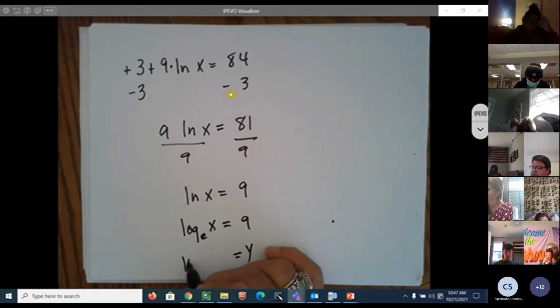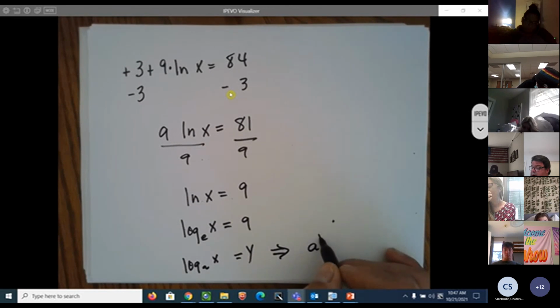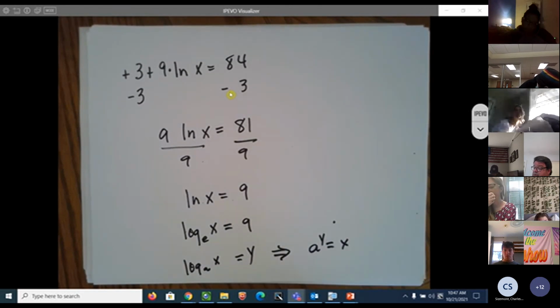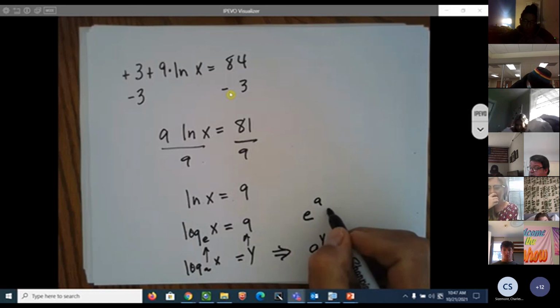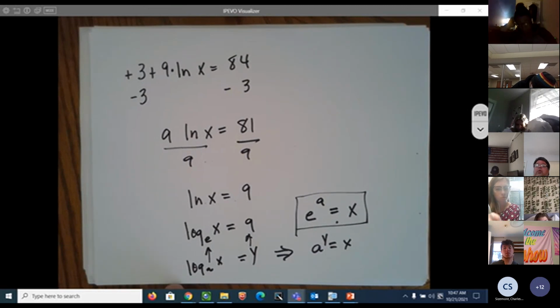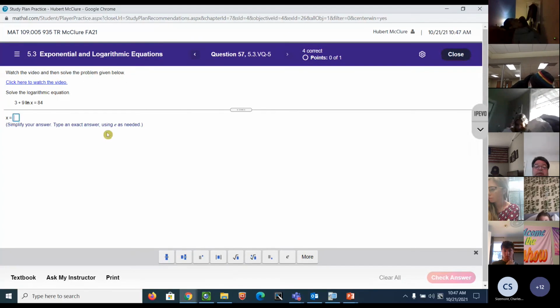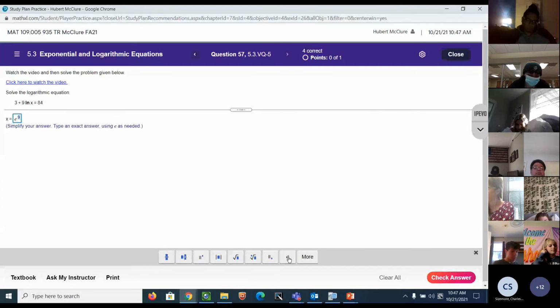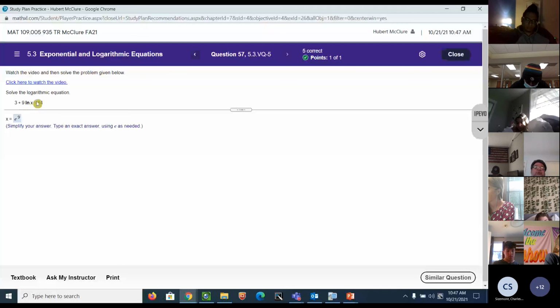y is equal to log base a of x yields a to the y is equal to x. So a is equal e to the 9th is equal to x. And let's see if they want e to the 9th. It says write it as e. E, shift up, 9th. That's a test question. I like to give you test questions like these that are short and to the point.